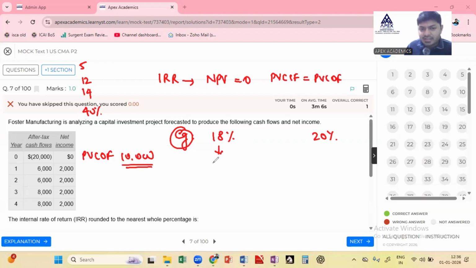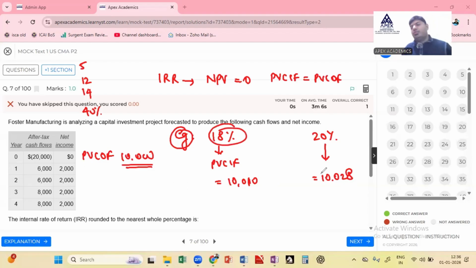I am saying that there are two percentages. One is 18% and one is 20%. And the present value of cash outflow is 10,000. Now, when I calculate the present value of cash inflow at 18%, my answer comes 10,010. And at 20% when I calculate, my answer comes 10,028. For example, now what is closest to 10,000? 18% is closest to 10,000. So my IRR will be 18%.